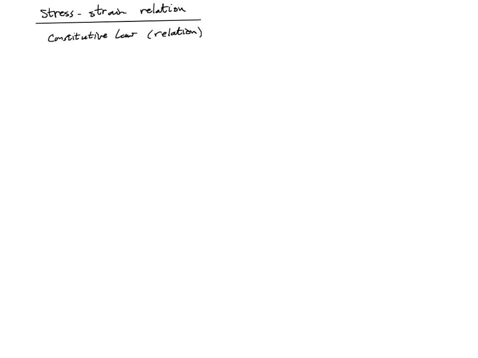So how does it work? What we have discussed previously in the previous part is that if the work done by internal forces is such that it is derivable from a potential, which means that the internal forces are conservative, then we can write the stress to be the derivative of the strain energy function, Hc, with respect to the strain.